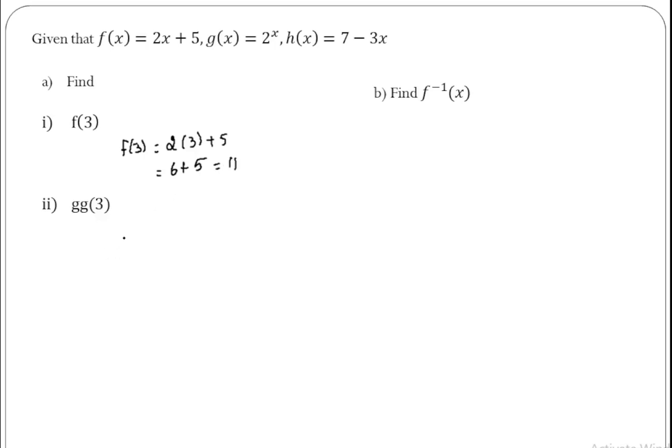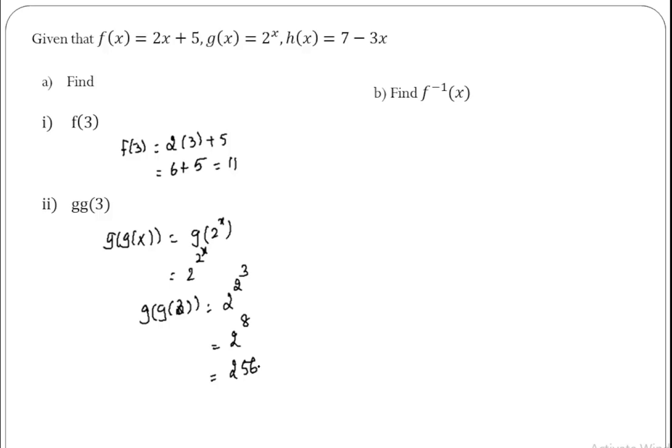Then subpart 2, g of g of 3, that is the composite function of g with g. Okay, so g of x is 2 power x, and again we have to apply g in for x, so 2 power 2 power x. So now we can find at x equals 3. So 2 power 3, initially we have to find the index's value: 2 power 3 is 8, and 2 power 8 is nothing but 256.